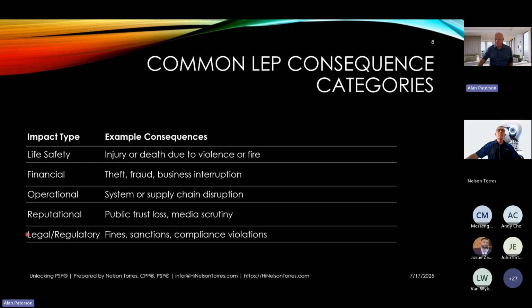Common LEP consequence categories. So the impact type is life safety. And the example consequence would be injury or death due to violence or fire. Financial impact, theft, fraud, business interruption. Operational impact, system or supply chain disruption. Reputational impact, public trust loss, media scrutiny. And legal regulatory, of course, fines, sanctions, compliance violations, that sort of thing.